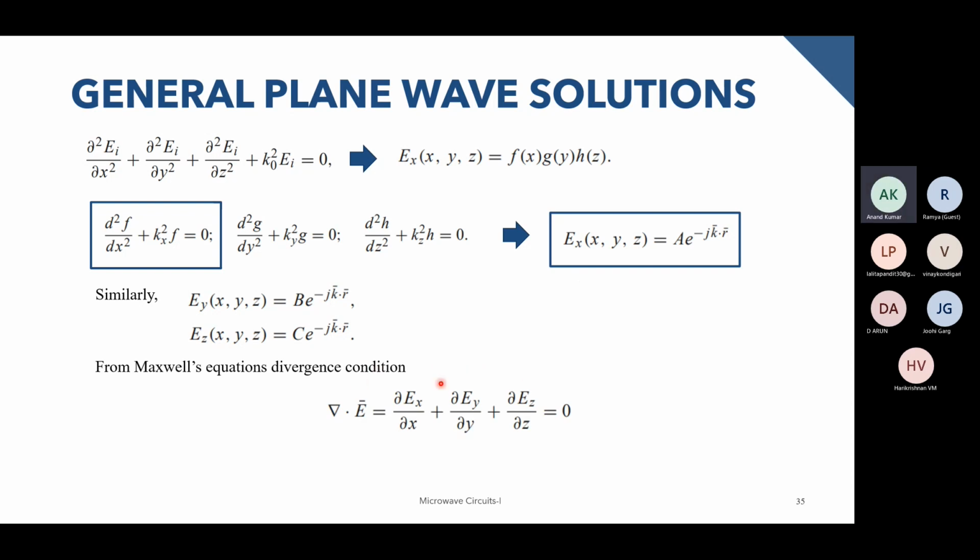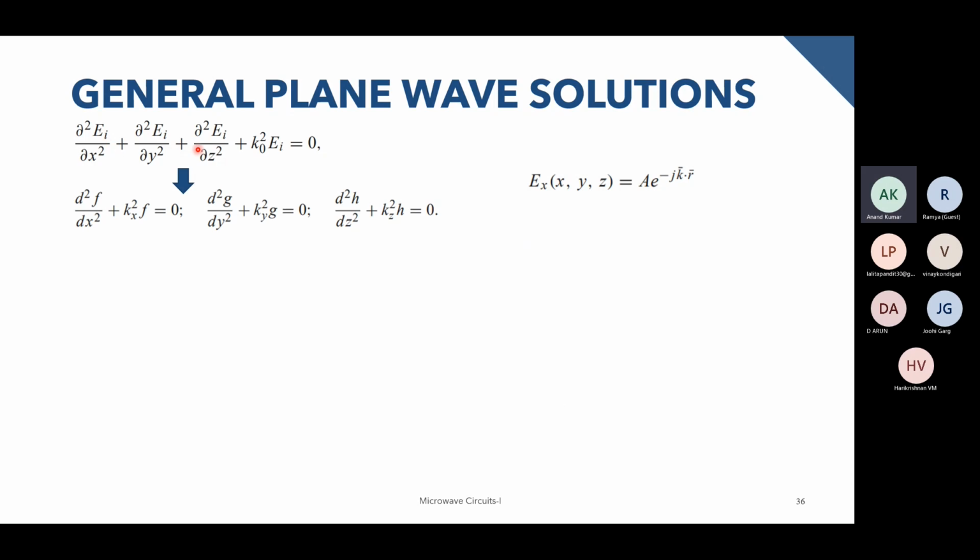Now, going back to Maxwell's divergence equation, since we're looking at plane wave solutions, we do not have any source. So the divergence of the electric field will be equal to zero, and this equation also implies that the variations of Ex, Ey, Ez must be similar, because the divergence of the E field equals zero.